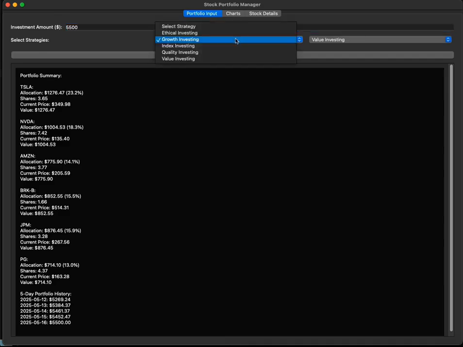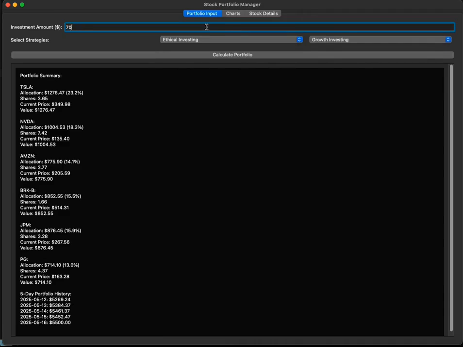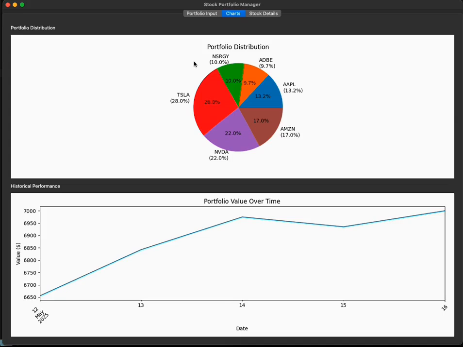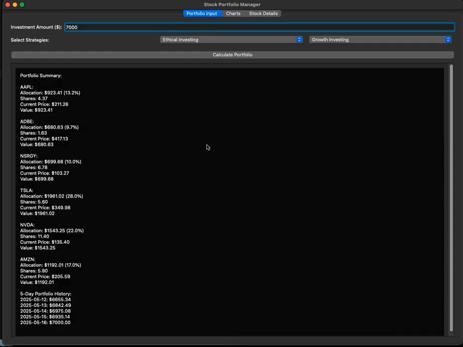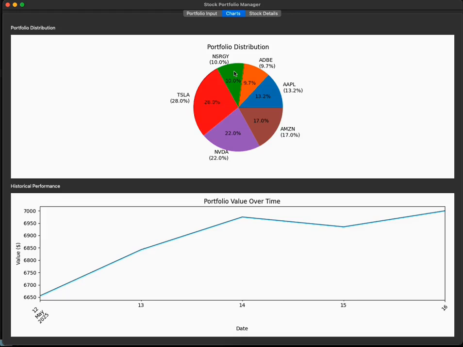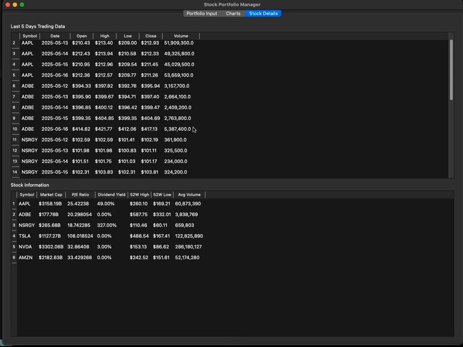realistic market behavior trend. Test Case 3, Ethical Plus Growth Investing, $7,000. A mid-sized investment using the same strategies as Case 1. Allocation logic and shares per stock, like Tesla, 5.63 at $349.98, were correct. The portfolio peaked on May 14 and dipped slightly after, accurately shown in the performance graph. 5-day stock trading data confirmed volume and price accuracy for each ticker.